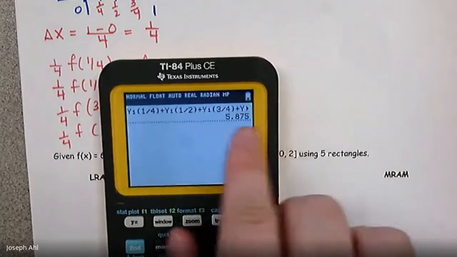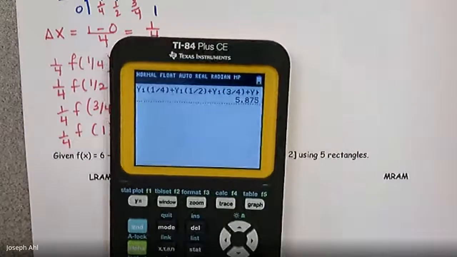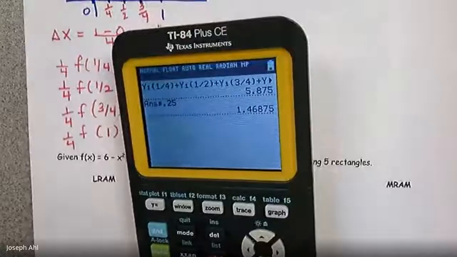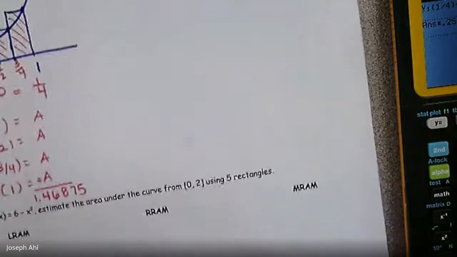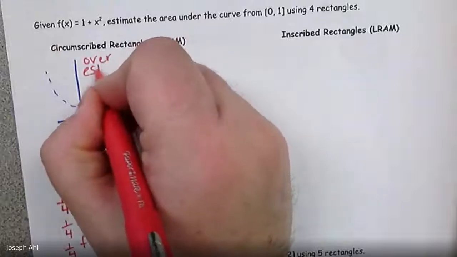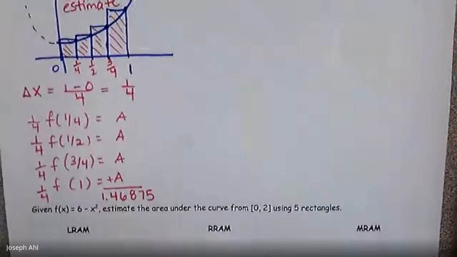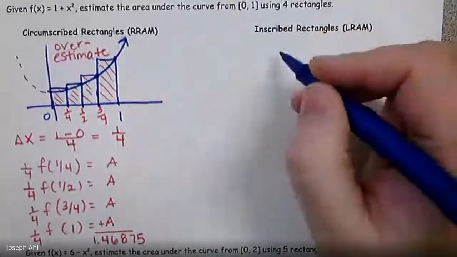Okay. Now remember that all of these were getting multiplied by 1/4. So if I had taken that out as a GCF, that 1/4, if I multiply that by 0.25, I get that the area under the curve, 1 plus x squared from 0 to 1, is 1.46875. Now, remember, this is just an approximation. And in fact, we know that this is an overestimate because all of our rectangles were above the curve. It's an overestimate. If I do the inscribed rectangles, what we should see is that this will be an underestimate of the area. So the area is going to lie somewhere between RRAM and LRAM.